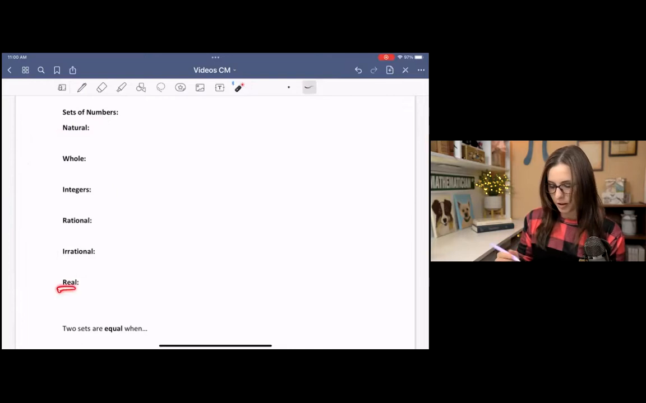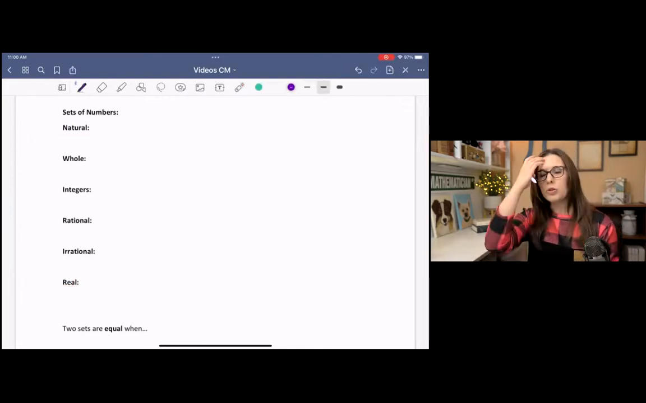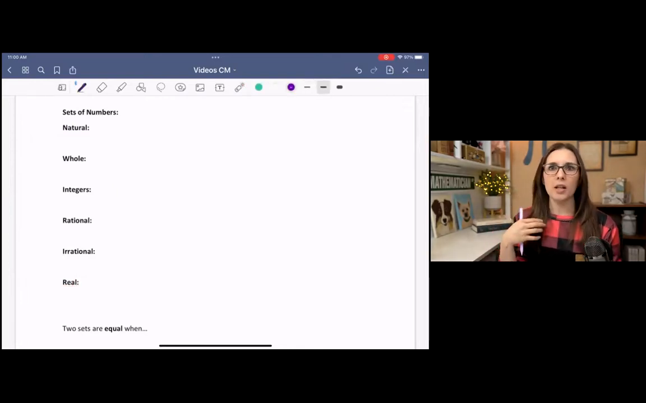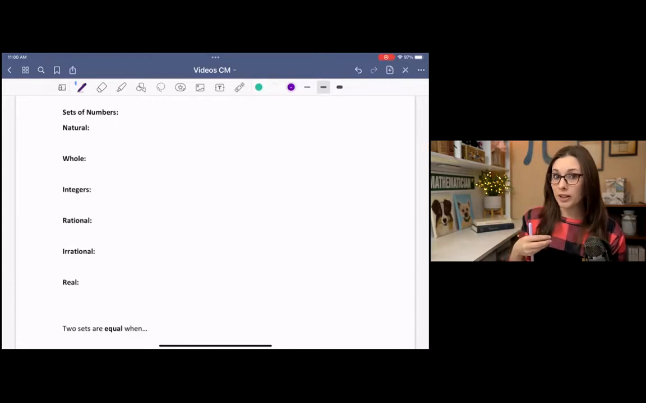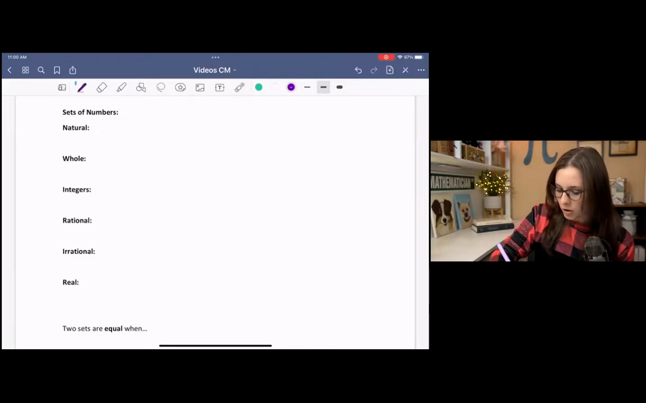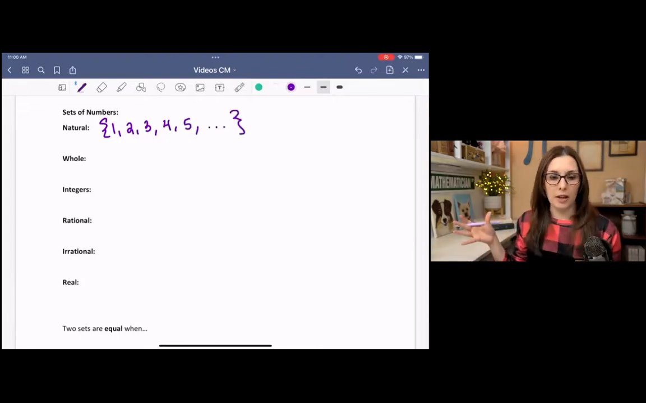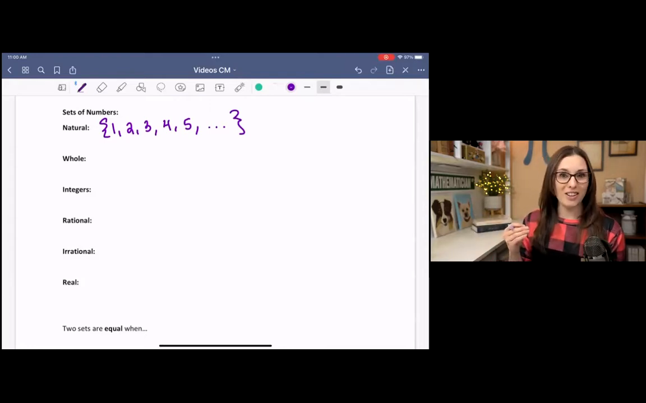I have real down here. Natural numbers are the numbers that you think of when you naturally start counting. So the natural numbers are numbers from 1, 2, 3, 4, 5, and so on, all the way to infinity. But it starts at 1, which is where you naturally start counting.